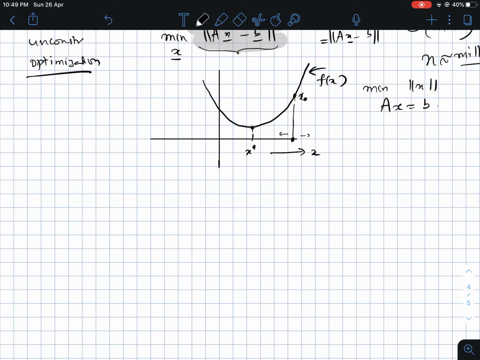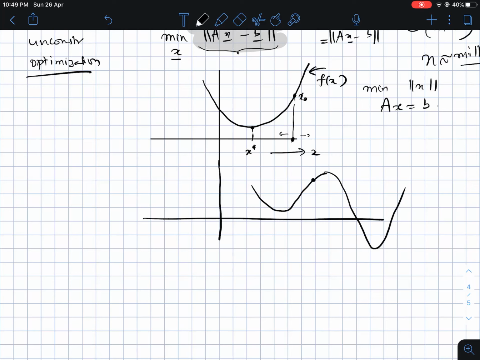Of course, for more complicated functions, this may not be a good idea. For example, you could have a function like this. Suppose x0 is here. I may decide to keep moving to the left, and eventually I'll hit this point and claim this to be the minimum potentially. But if you had actually decided to go right, after a short amount of time you would have started seeing a tremendous decrease. But the gradient descent algorithm is going to miss that.